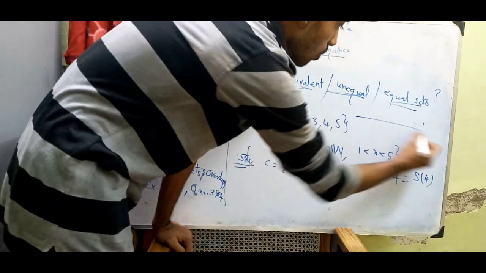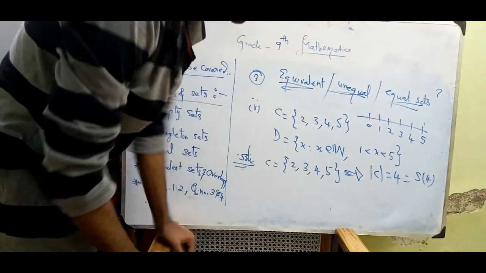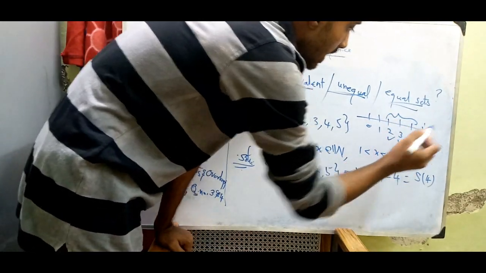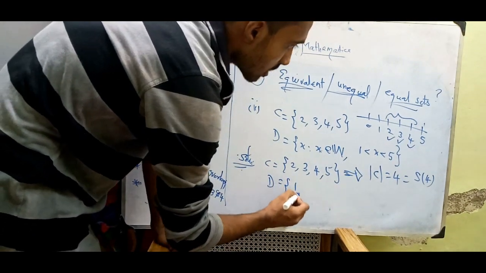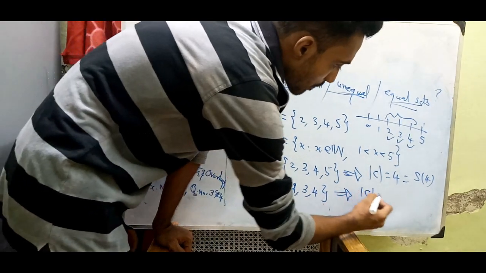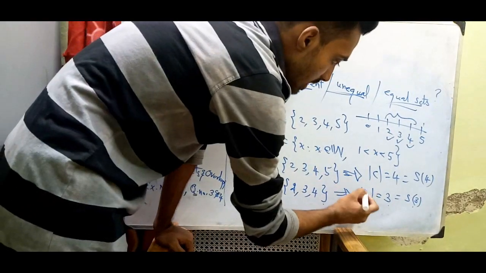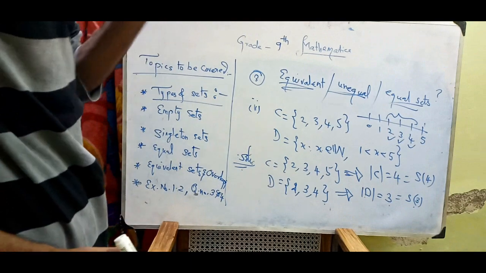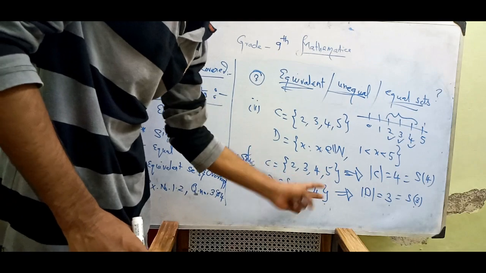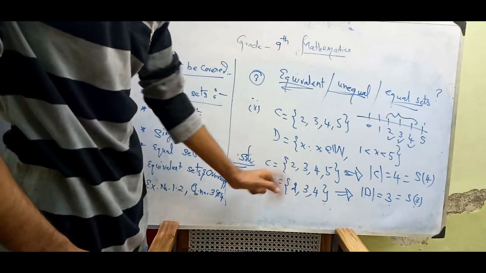And what about this one? Whole numbers start from 0, 1, 2, 3, 4 and 5, but X lies in between 1 and 5, so only 2, 3 and 4. So D has the elements 2, 3 and 4. So it has cardinality 3. But the cardinality of D is not the same as the cardinality of C, because 5 is missing here. If 5 were present in this set, we could say it is an equal set, but here we cannot say it is an equal set.